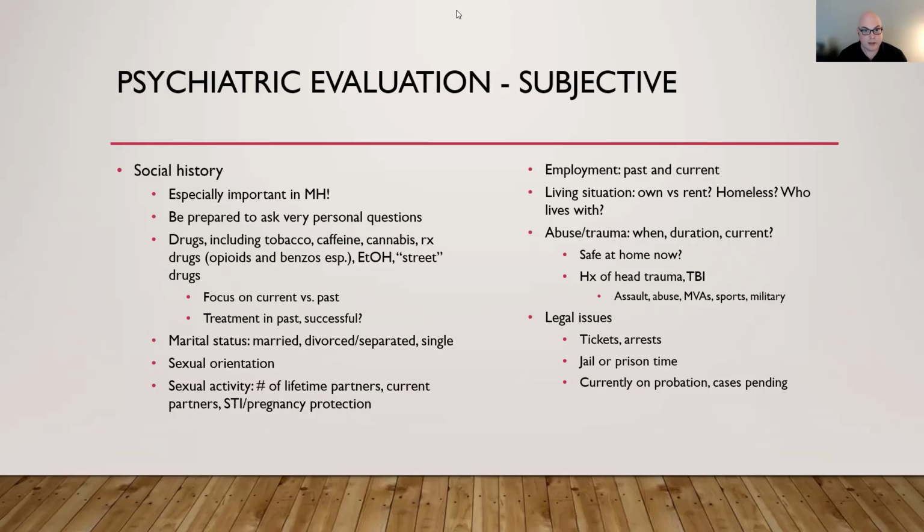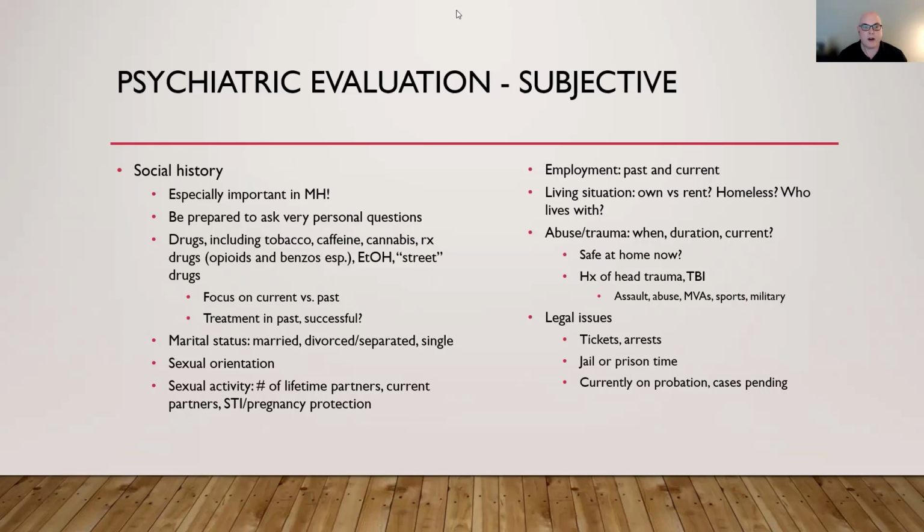Have they been treated for this? Was that treatment successful? As we mentioned in the psychiatric history, were they hospitalized? Was it an inpatient, an outpatient, an intensive outpatient program? So there's lots of options here. You've got to get down to the marital status. Are they married? Have they been married in the past? How many times? You can, of course, include serious relationships in here as well.